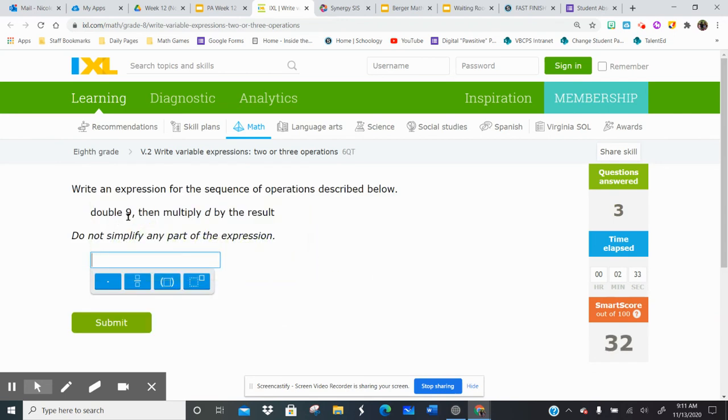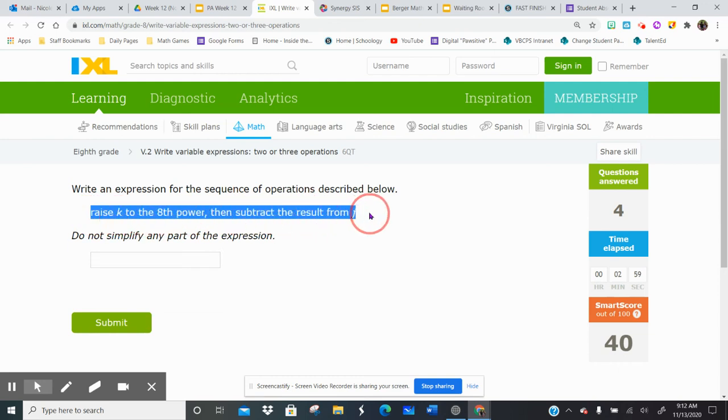Double 9. Then multiply D by the result. If I double 9, that means 2 times 9. Doubling it, times 2. Then multiply D by the result, times D. So you're just going through and reading what's happening and then writing a number sentence with that variable to represent the word sentence.